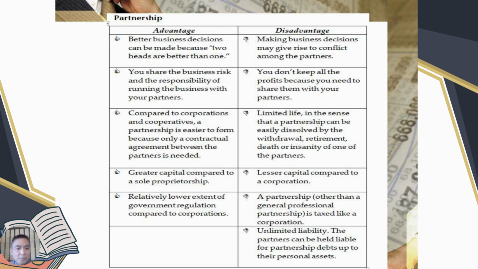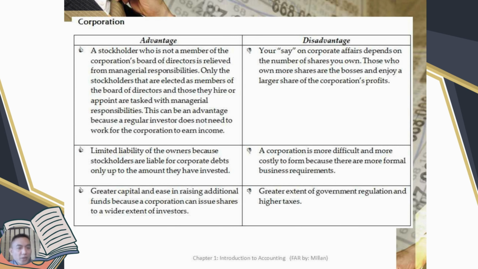A partnership other than a general professional partnership is taxed like a corporation. Unlimited liability, the partners can be held liable for the partnership debts up to their personal assets. So until na wala ka na pong maibayad. So that is one of the disadvantages of a partnership, unlimited liability.